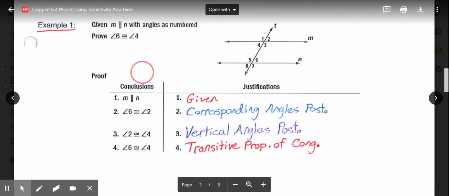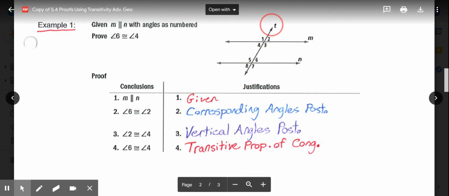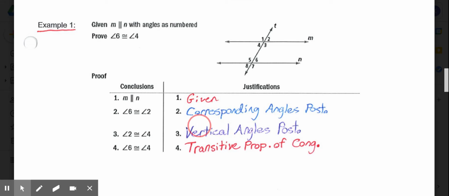Well, first, angle 6 and angle 2. Angle 6 is here. Angle 2 is here, following the transversal. They are both in the upper right, meaning they are corresponding angles, and the corresponding angle postulate states they are congruent. So angle 6 is congruent to angle 2 by the corresponding angles postulate.